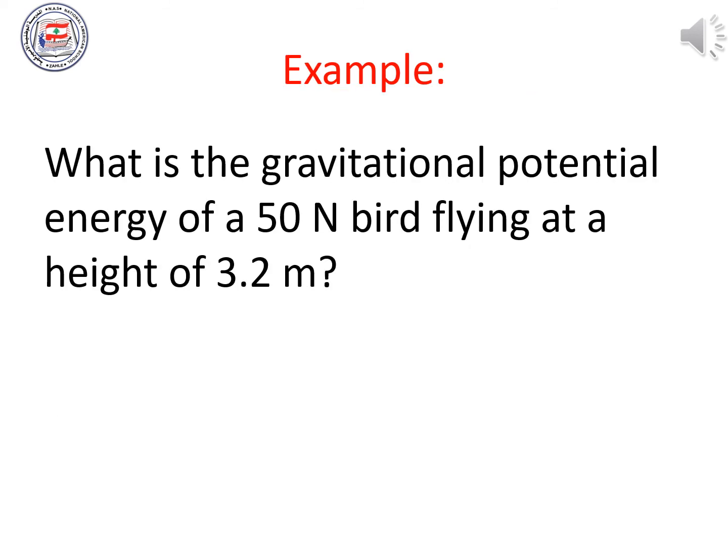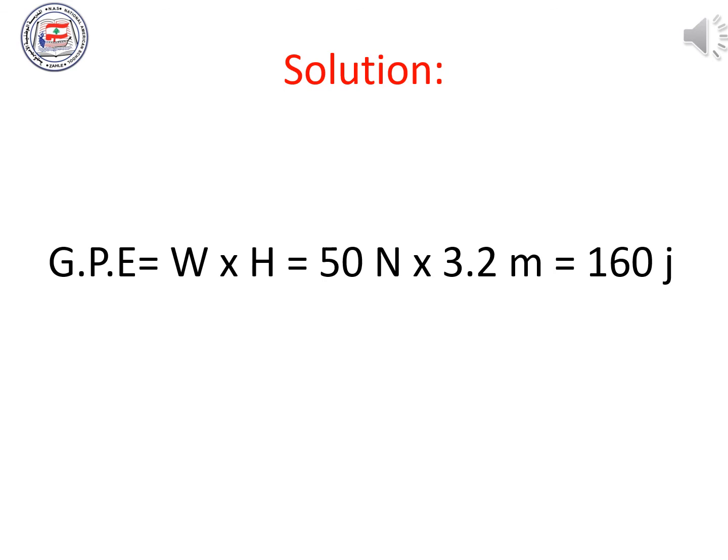Example. What is the gravitational potential energy of a 50 newtons bird flying at a height of 3.2 meters? Solution. Gravitational potential energy is equal to weight times height, equal to 50 newton times 3.2 meters, equal to 160 joules.